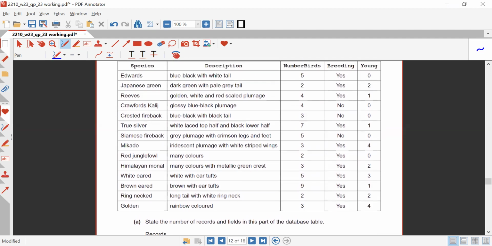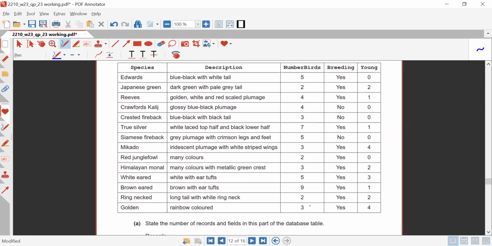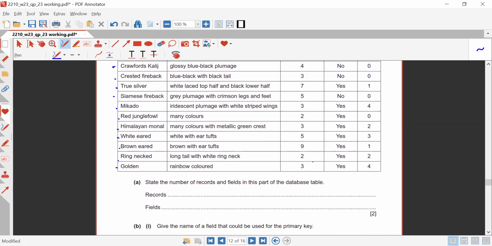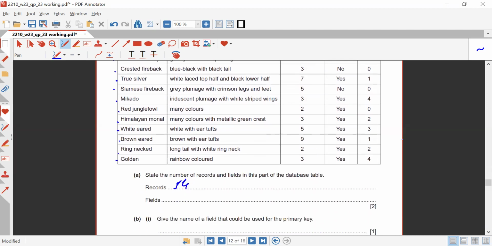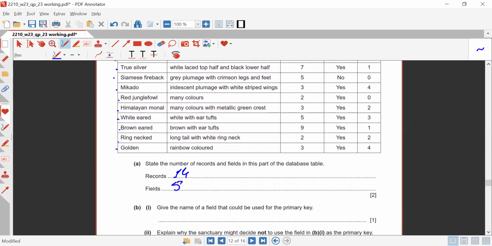So first of all, records. Having a look, start counting from here: 1, 2, 3, 4, 5, 6, 7, 8, 9, 10, 11, 12, 13, and 14. So we have 14 records over here. And how many fields do we have? We have 1, 2, 3, 4, and 5. So 5 fields we have.